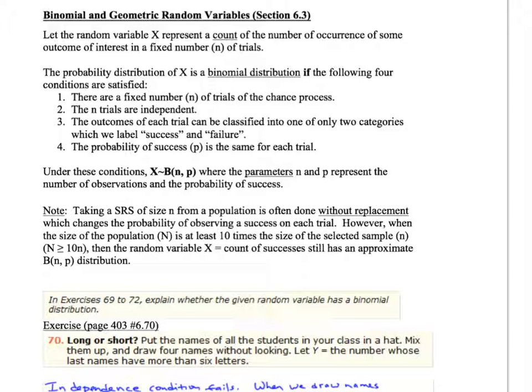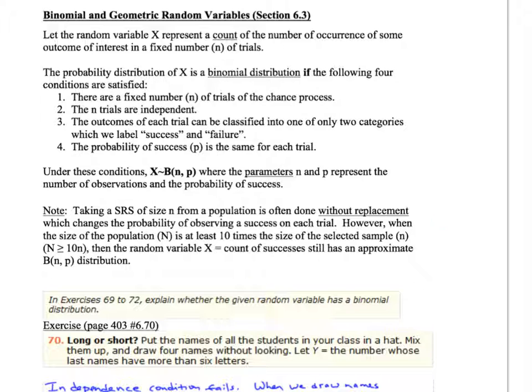First, when we do some random outcome here, we're talking about a fixed number of trials of a chance process. Second, the n trials must be independent. Third, the outcome of each trial must be able to be classified into only one of two categories, which we're going to label as success and failure. And then finally, the probability of success, p, must be the same for every trial. So if we have these four conditions, then that special counted variable X is a binomial distribution with the parameters n and p, n representing the number of observations or the number of trials, and p the probability of success.